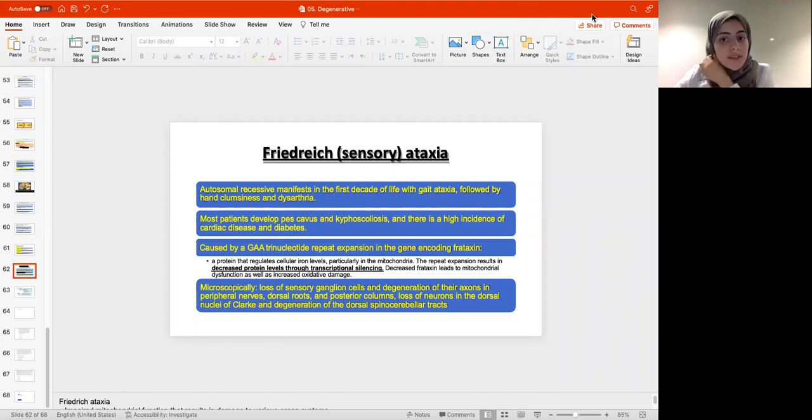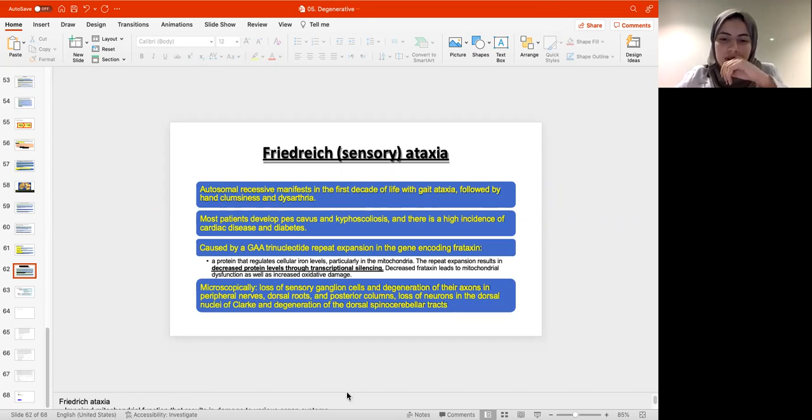Because of this, and we said it mainly affects the cerebellum, the patients present with what? Gait ataxia. They'll have hand clumsiness and dysarthria. They can't coordinate their movements. And because it's genetic, they present very early in the first decade. So he comes to you as a 10-year-old or an 8-year-old, for example.